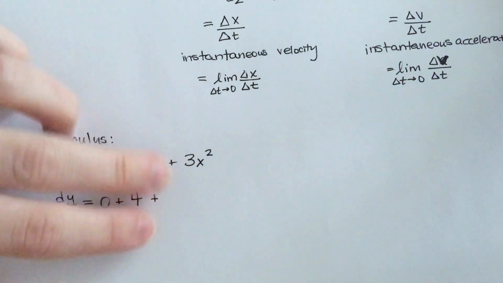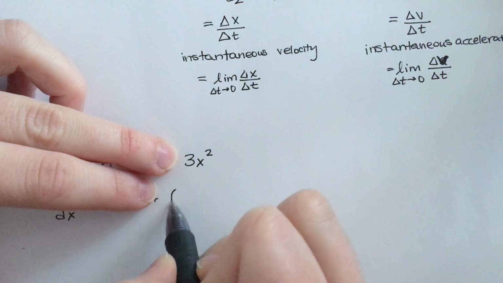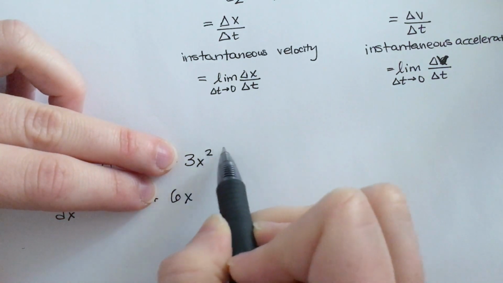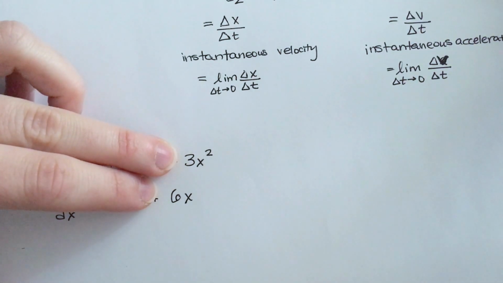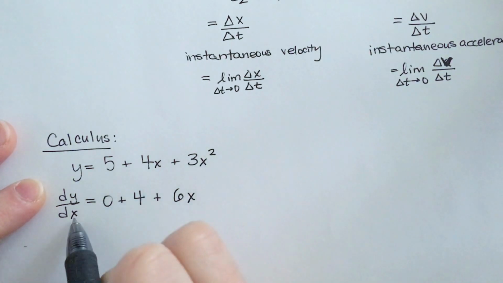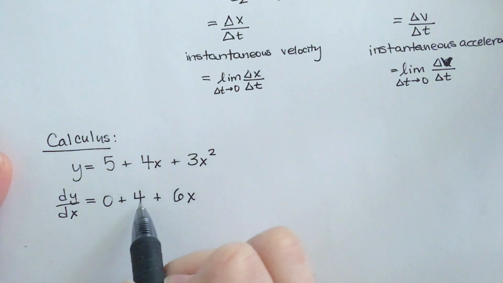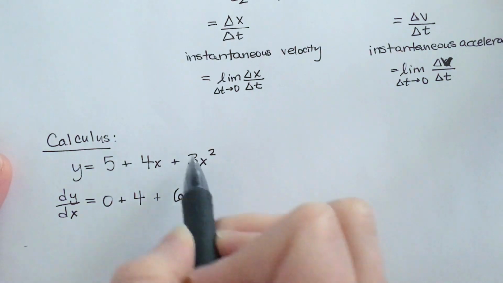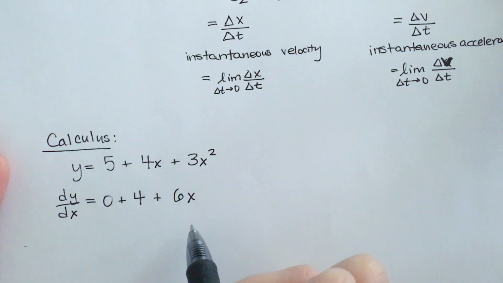So 3x squared ends up becoming 2 times 3, which is 6, times x. Instead of x squared, we do x, and we drop this exponent by 1, which turns out to be 1, which is just x. So when you take the derivative of a function like this, a constant with respect to x is changing not at all, so 0. This 4x changes as 4, and this 3x squared changes as 6x. Once again, this is an operation that we should be comfortable with. If you are not, you've got to come see me.